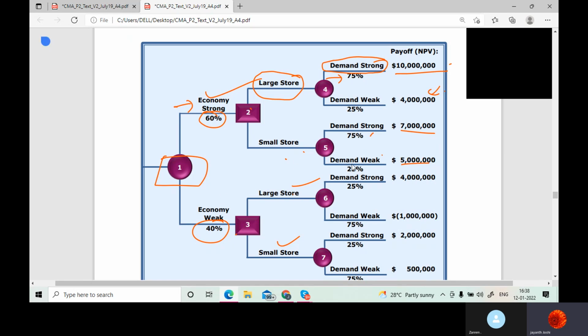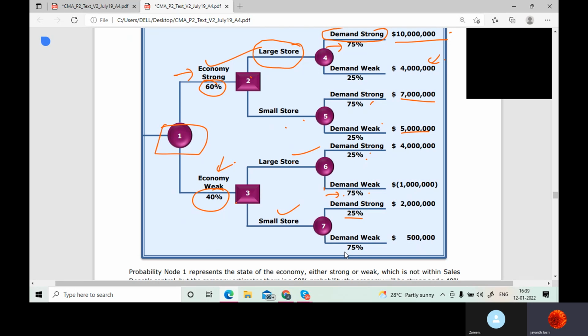Large store in a weak economy, strong demand, 25%, because you see the economy is weak and the large store's demand would be less strong, and the large store's demand on the weaker side would be high. You got this point? Yes, sir. The probabilities are in this favor, and a small store's demand being strong is 25 and weak is 75, and the NPVs are given. And here you can see there's a loss even.